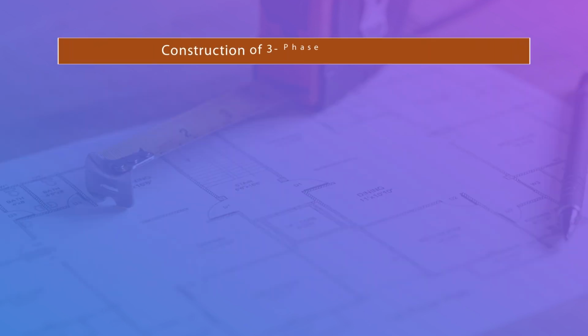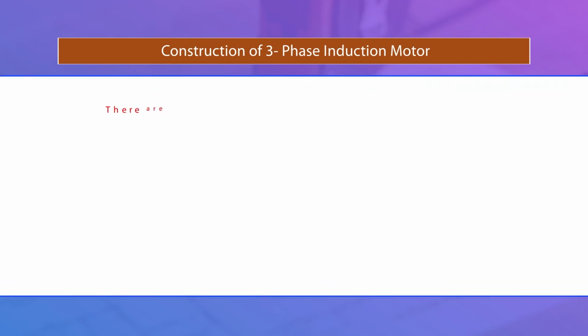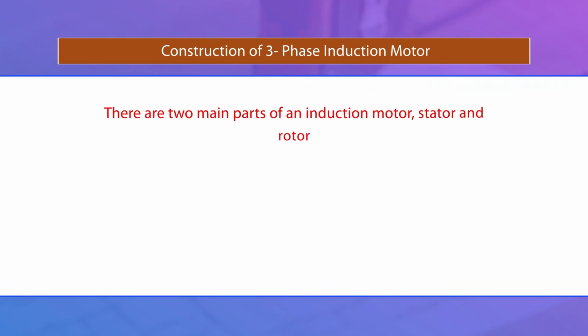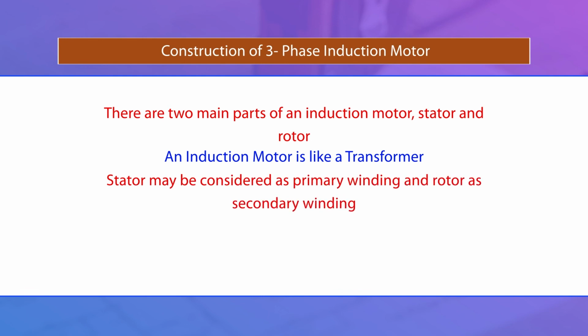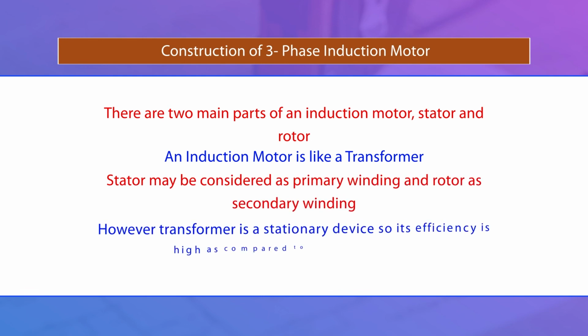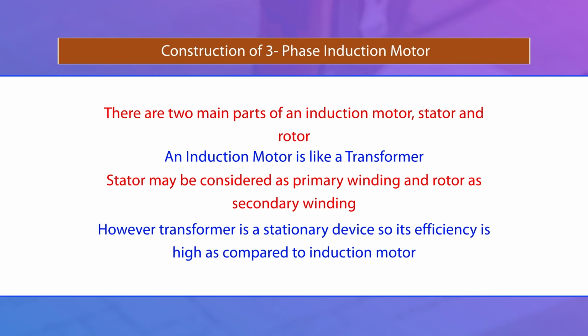So, the main parts of the induction motor are the stator and the rotor. Stator is a stationary part and the rotor is a rotating part. But in a transformer, primary winding and secondary winding both are stationary. So, efficiency of the three-phase induction motor is less as compared to the transformer.